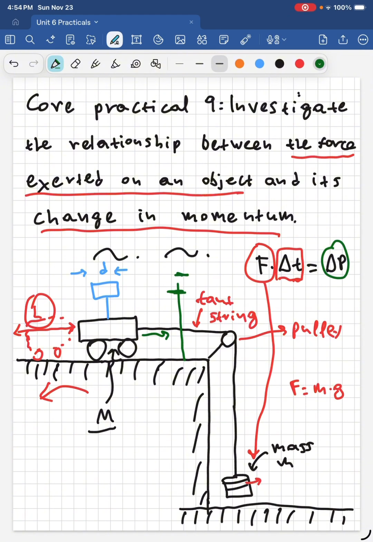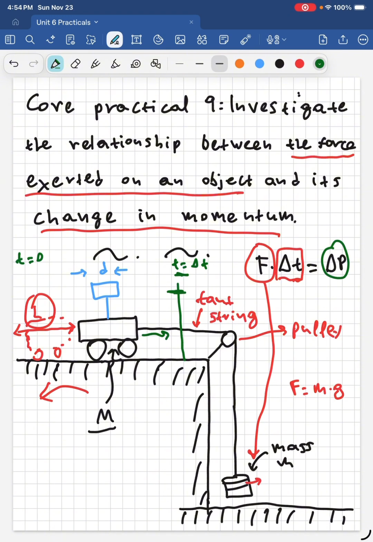It can accurately measure delta t, because you can use it as a stopwatch. You can set it so it becomes a stopwatch, and it measures the exact time. It will start from 0, so time will be 0 back here, and time will be delta t once the trolley passes through the light gate.